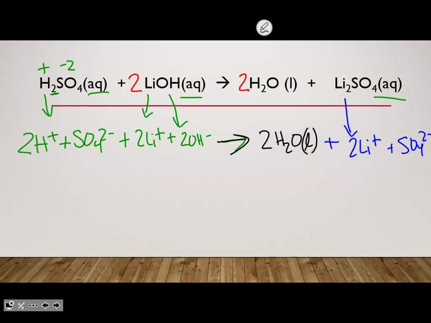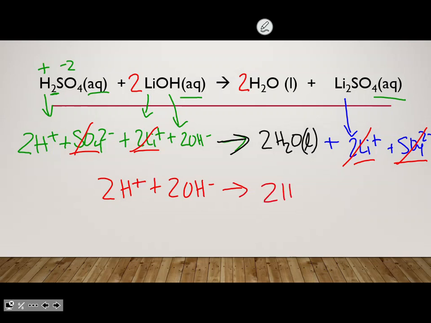Now you can tell what are the spectators. Who are the spectators? Lithium sulfate. We have lithium sulfate. So these guys cancel. What do we end up with? 2H plus plus 2OH minus, giving us 2 waters.